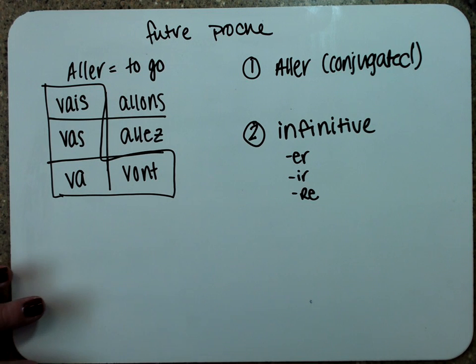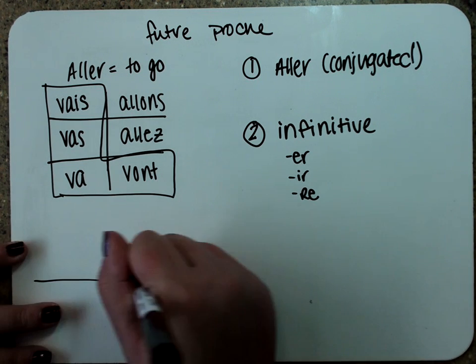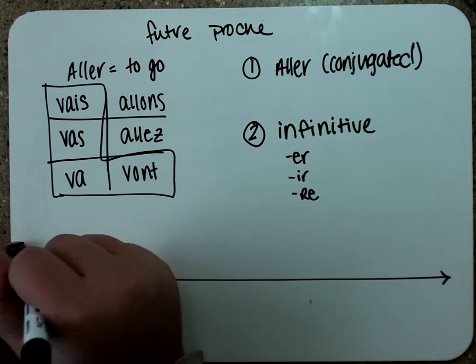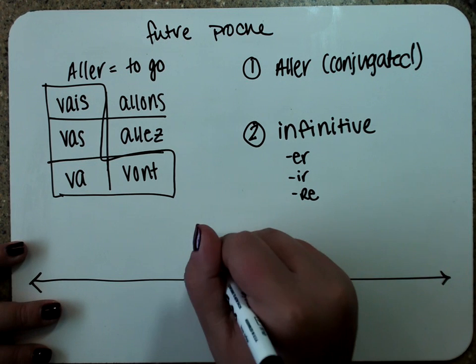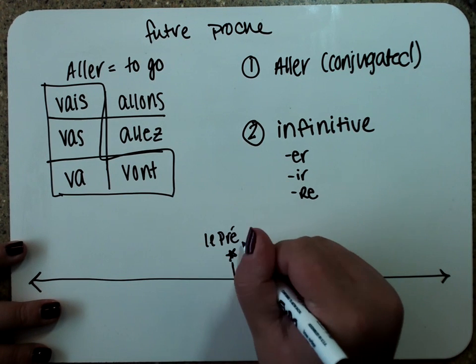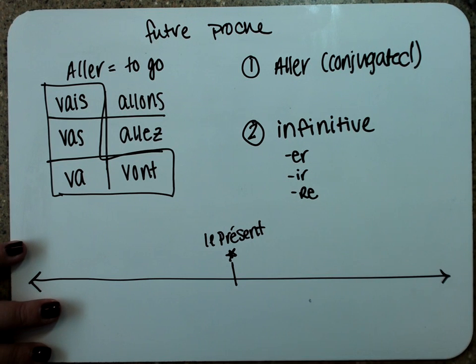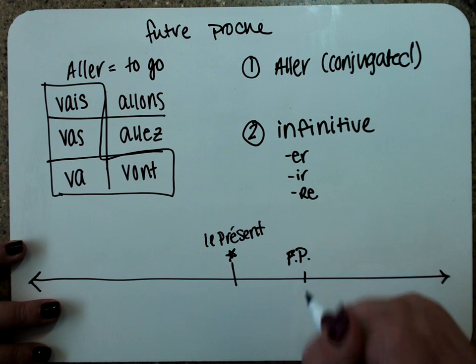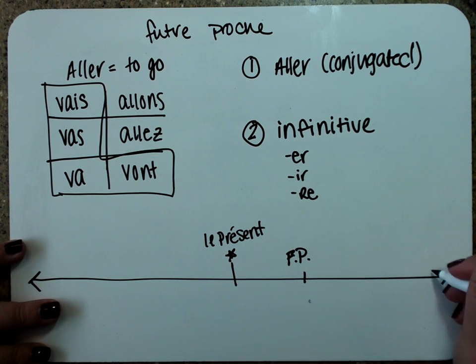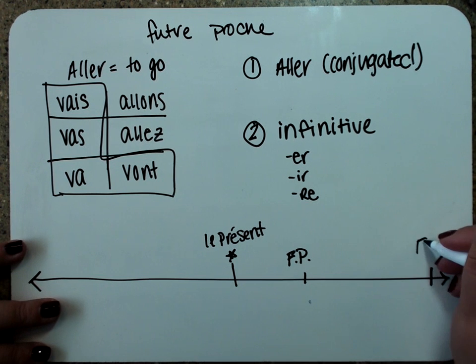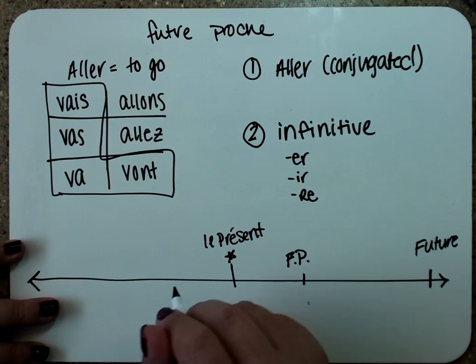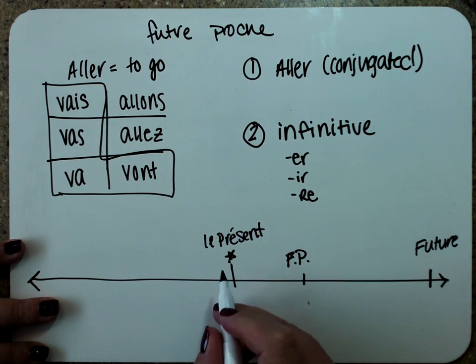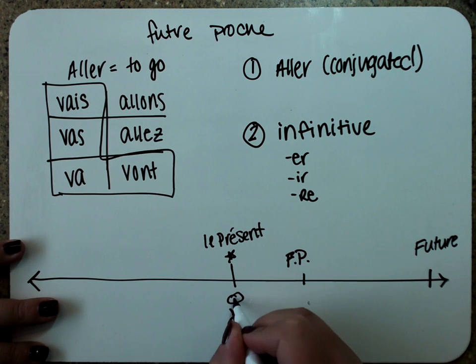Now let's talk about what exactly the futur proche is. So on our great big timeline of life at the bottom here, we've got right here with the star is le présent, which is the present. And then we have a little tick mark a little bit ahead of time, and that is the futur proche, or the FP, futur proche. Way down at the end here is le futur, like the way future. After our present, so we are here, right? This is where we are.